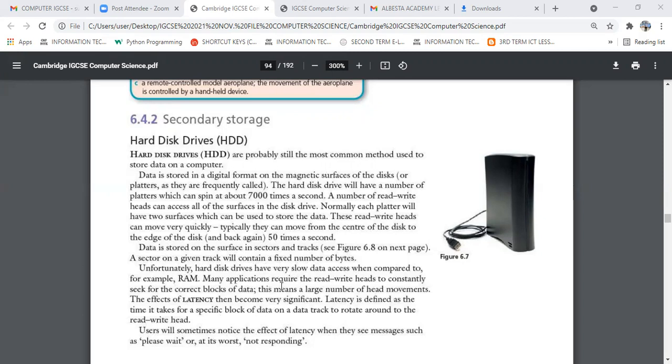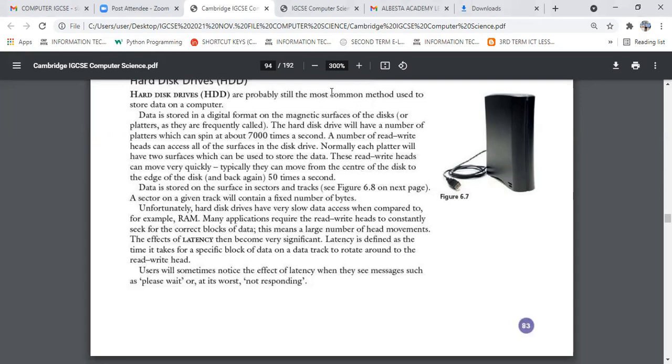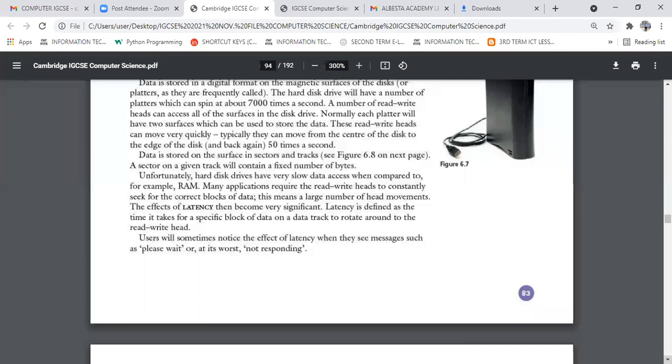Okay? Now, many applications require the read-write head to constantly seek the correct blocks of data. This means a large number of head movements. The effect of latency then becomes very significant. Latency is defined as the time it takes for a specific block of data on a data track to rotate around the read-write head. So users will sometimes notice the effect of latency when they see messages such as "please wait" or, at its worst, "not responding." So the hard disk drive is also responsible for this.